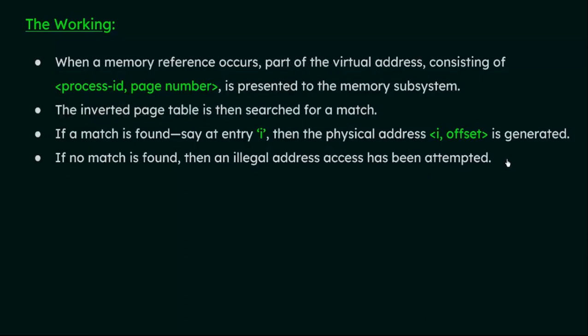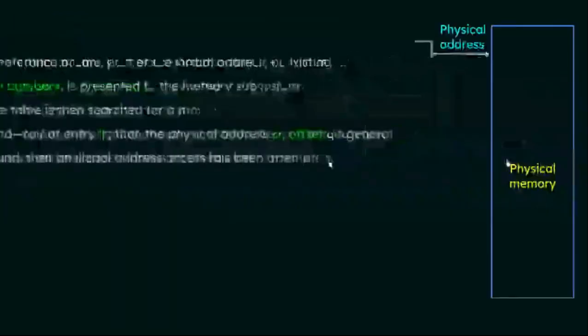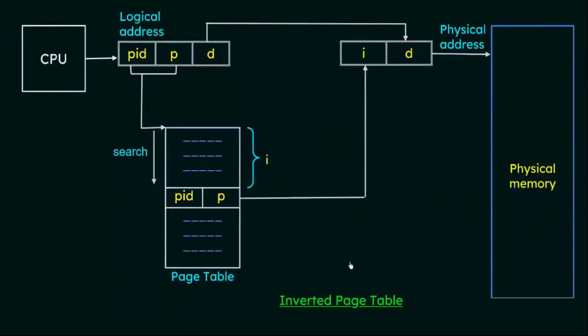Okay, so I hope you have an idea now about the working. Now let's take a diagram to visualize how this works to make it even clearer. So here is a diagram that shows an inverted page table and its working. Here we have the CPU, then we have the logical address, and this is our page table and the main memory. Okay, so let's see how it works. The CPU will generate the logical address. And remember, as I already said, the logical address will consist of three fields. What are they?